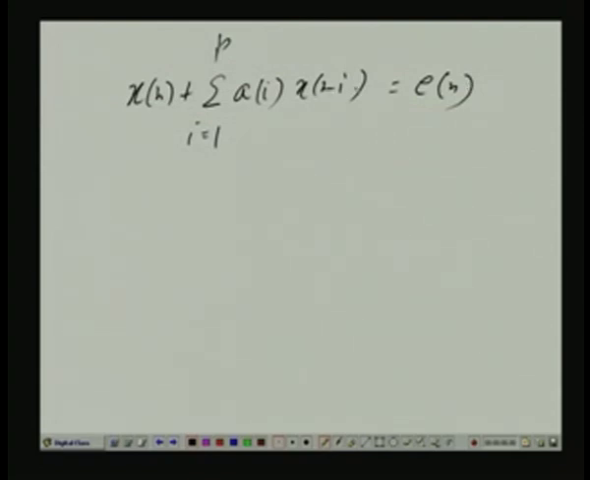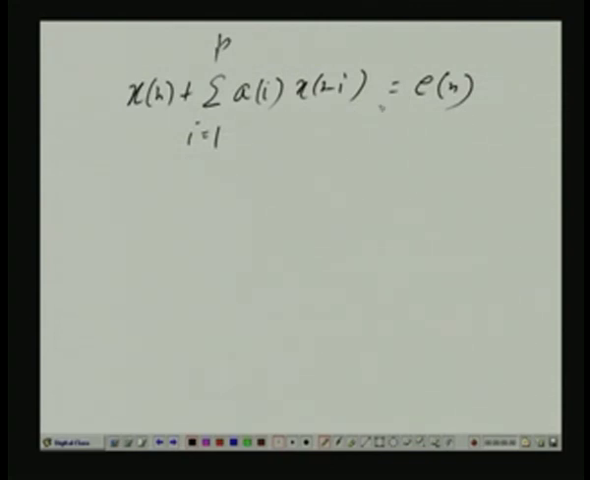Further, if it is linear prediction, we know e n is orthogonal, that is uncorrelated, with the past p samples, because what we are doing is projecting x of n orthogonally on the space spanned by the past p samples x n minus 1 up to x n minus p. Because it is an orthogonal projection, the error will be orthogonal to the total space spanned by x n minus 1 up to x n minus p. So, e n is orthogonal to the past p values.